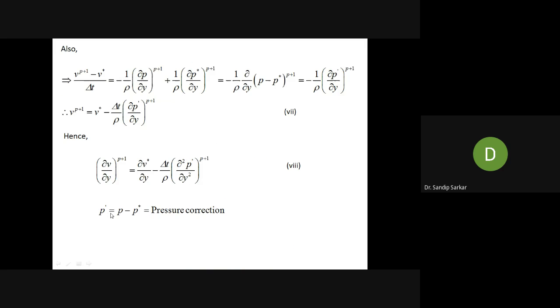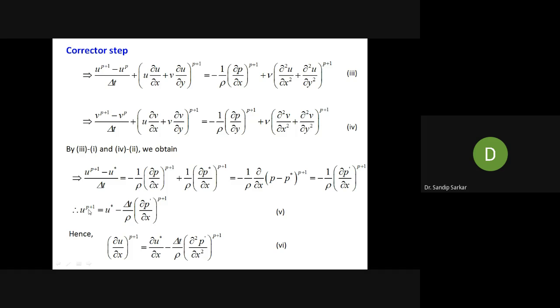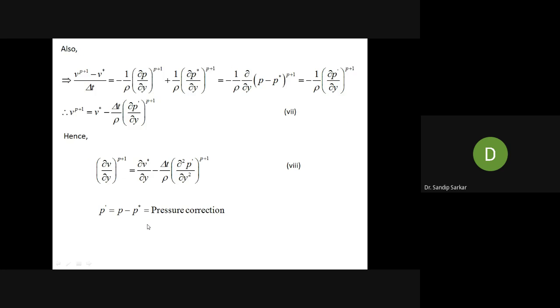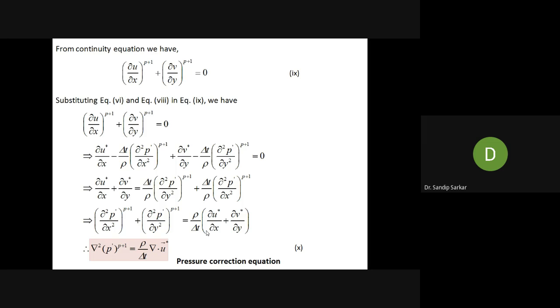Already u star is known from the predictor step. In the corrector step, you're solving the pressure correction equation. This equation has to be solved. Once you solve it, you will obtain p prime. Once you obtain p prime, you can calculate p, because p equals p prime plus p star. P star is already known. Then once you know p prime, you can calculate the actual velocities v and u, because u star is known and p prime is known. This way you have to keep on iterating your loop until convergence. Is that clear now?